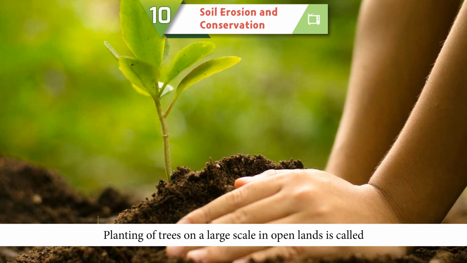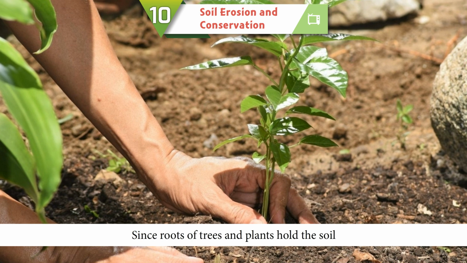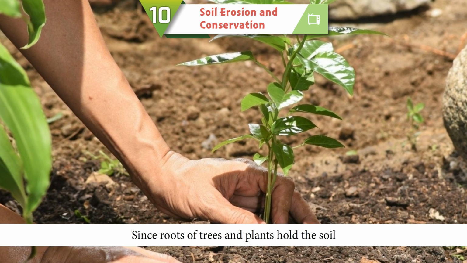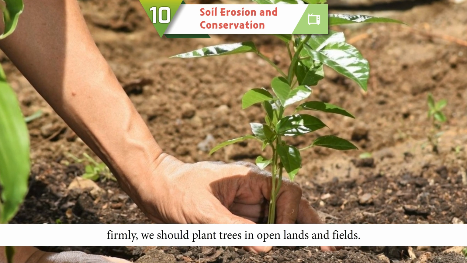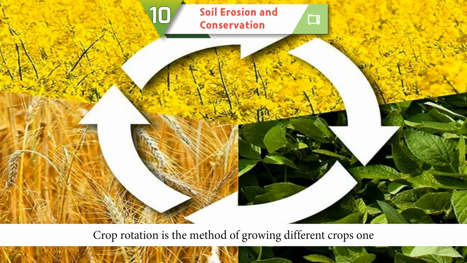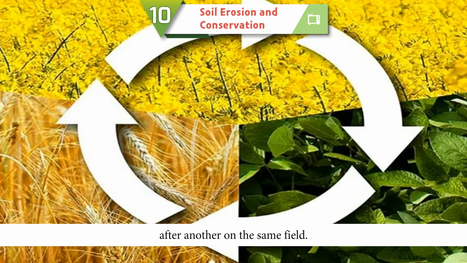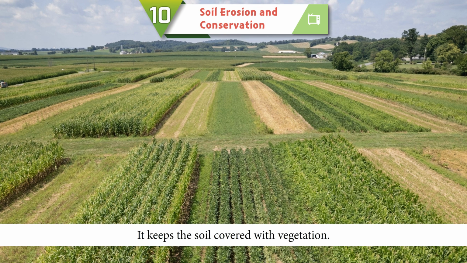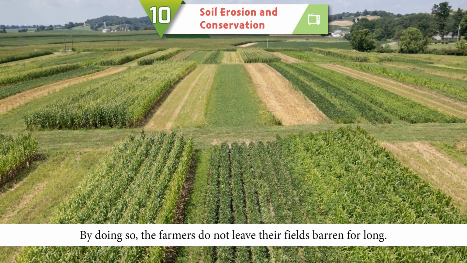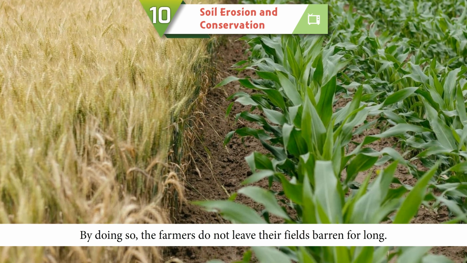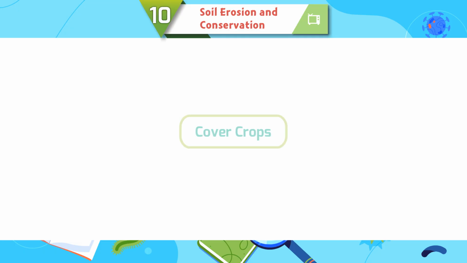Afforestation. Planting of trees on a large scale in open lands is called afforestation. Since roots of trees and plants hold the soil firmly, we should plant trees in open lands and fields. Crop rotation. Crop rotation is the method of growing different crops, one after another on the same field. It keeps the soil covered with vegetation. By doing so, the farmers do not leave their fields barren for long. This protects the topsoil from getting eroded easily.